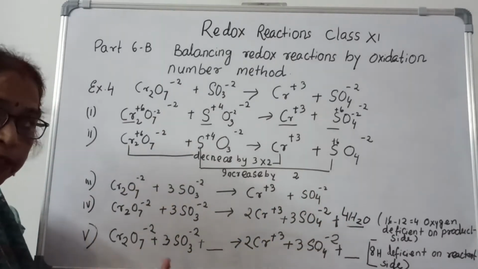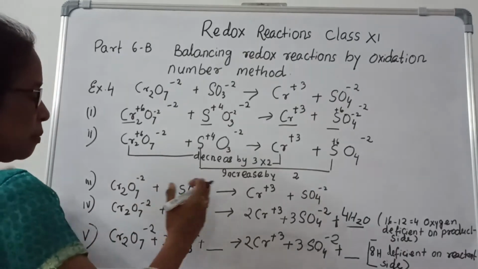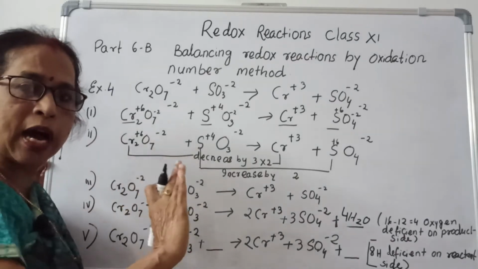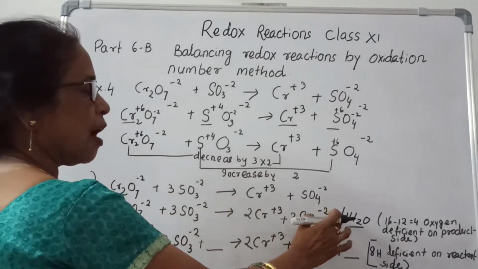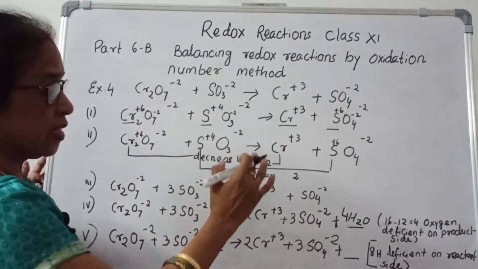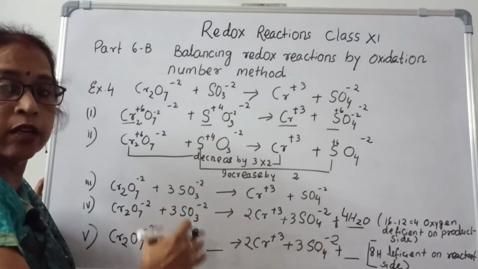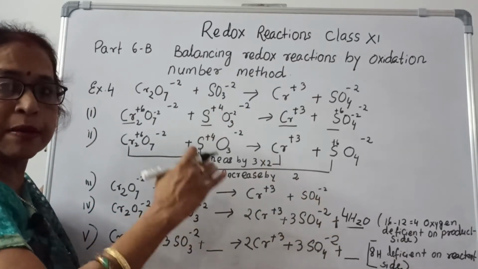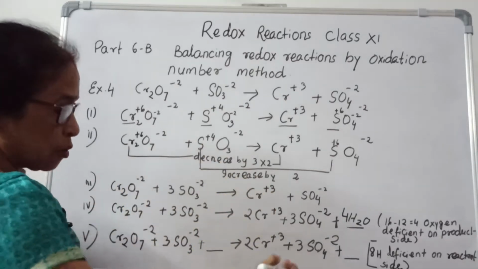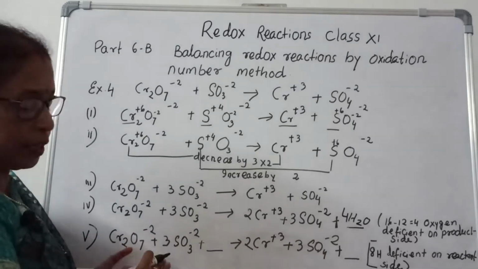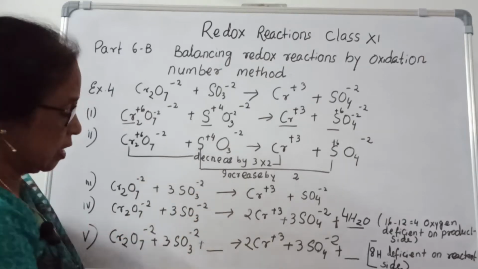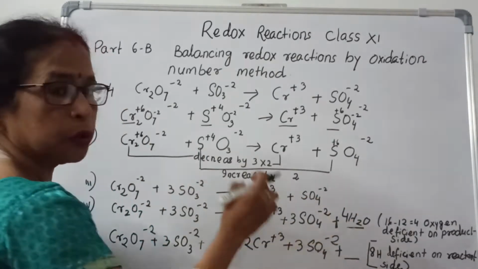Now again you check, after oxygen we will check the number of hydrogen on both sides. Now see, on the reactant side there is no hydrogen. In the product side now how many hydrogen? 4 into 2. How many hydrogen deficient in product side? 8. I already told hydrogen can be balanced only by H plus ion. Now see which side is deficient in hydrogen? Reactant side. How many atoms of hydrogen deficient? That is 8. 4 into 2, 8.